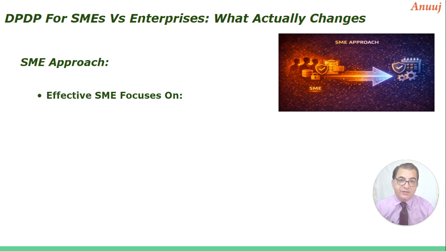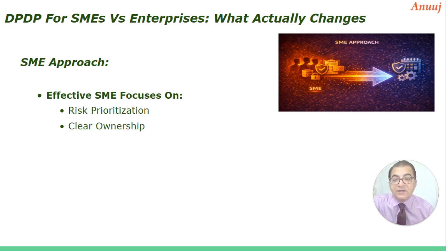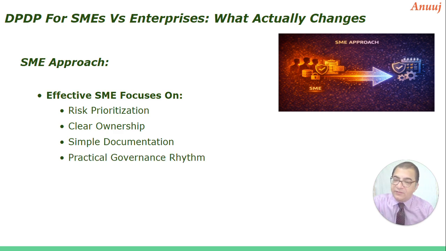An SME's approach effectively should be that they should focus on risk prioritization. Which area of their business with respect to personal data do they think has more risk? What is the clear ownership? Who owns the data? Who handles it, how is handling defined? Where does it store? What does the IT take care of? Simple documentation so that if anyone wants to cross check whether it's a data principal or a board, they have it documented with them, in a practical governance rhythm, easy to manage at their level of working.